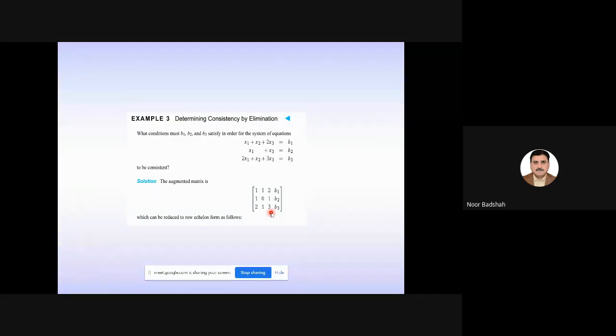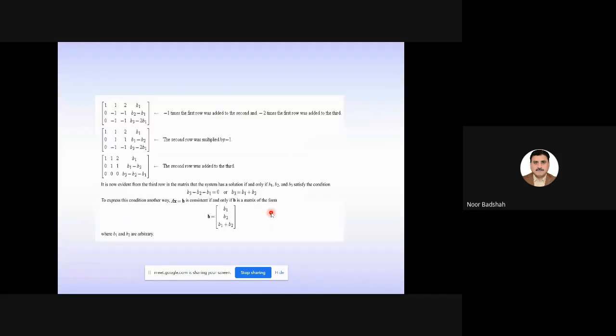What condition must B1, B2, and B3 satisfy in order for the system of equations to be consistent? So it is the same thing. You convert that into row echelon form, and at the end you make a decision. When you convert that into reduced echelon form, we have 0, 0, 0, and this B3 minus B2 minus B1. Now, if this is 0, the system will have a solution, and if this is not 0, then the system has no solution.